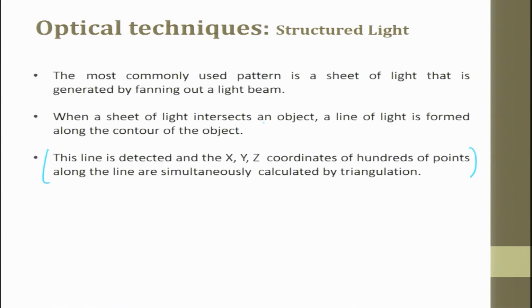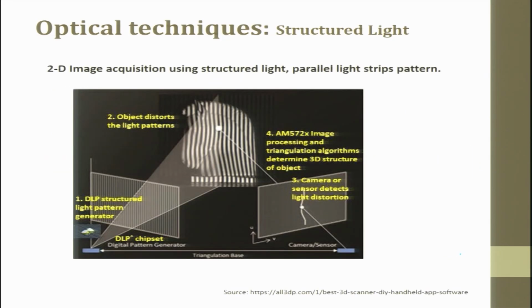So, when the sheet of light intersects an object, a line of light is formed along the contour of the object. This line is detected and the XYZ coordinates of hundreds of points along the line are simultaneously calculated by the triangulation technique. So, this is a simple 2D image acquisition using structured light parallel light strip patterns.